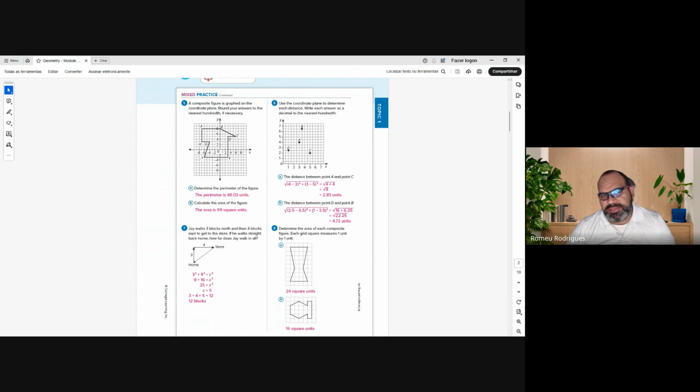And the area is the same idea. Just divide the figure here, which is a composite figure. Find which shapes to use, like make a rectangle, make two squares, make whatever you see here to make it easier for you. And the area is 98.